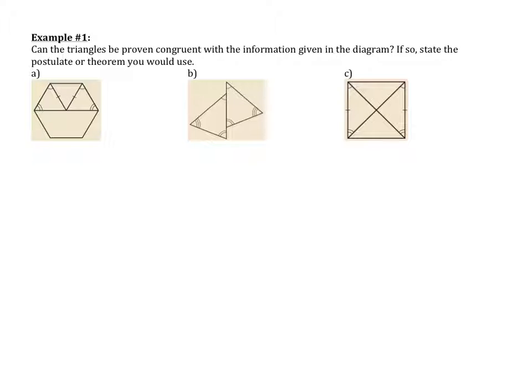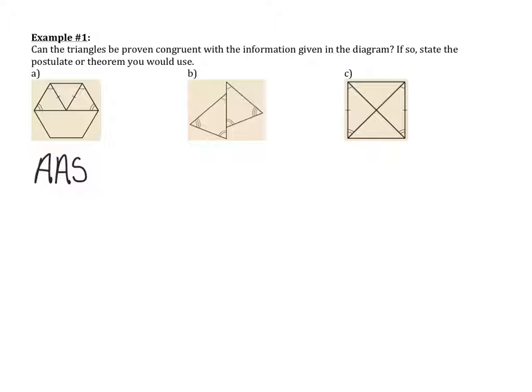But again, we don't have that situation. We have a pair of non-included sides that are corresponding to each other that are congruent. So in this case, I have angle-angle-side. So I could prove these two triangles congruent by angle-angle-side.